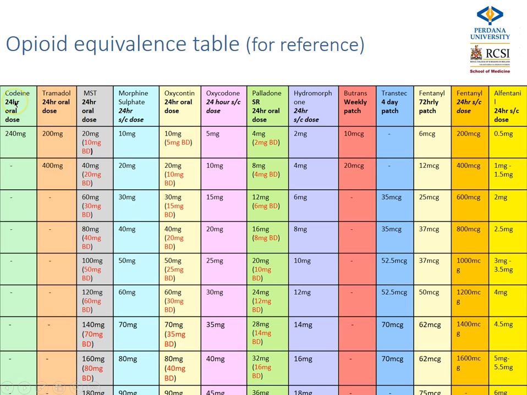This is a table showing comparative doses. So starting off with 240 milligrams total daily dose of codeine, and similarly 200 milligrams of tramadol. These are the equivalent doses in morphine, OxyContin, oxycodone, Palladone, hydromorphone, Butrans, Transtec, fentanyl, and another one called alfentanil. It's a useful table to consult when you're not sure if the patient is receiving the correct dose.